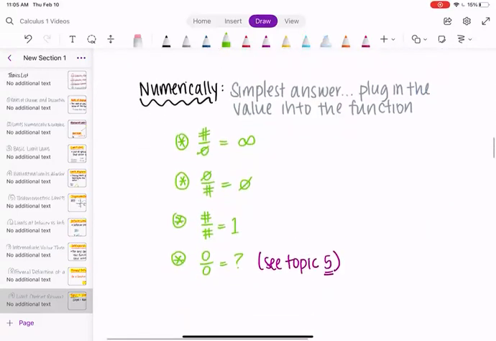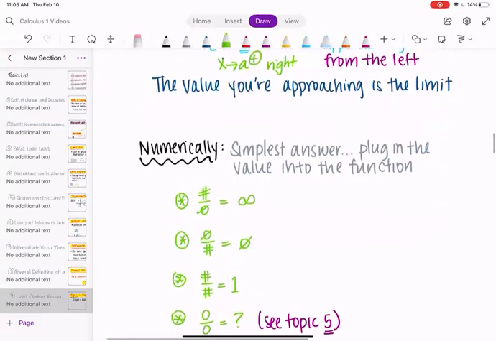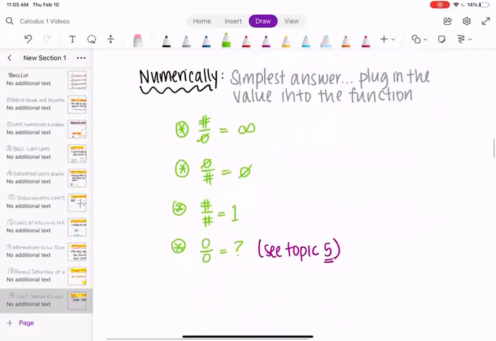And then numerically, the simplest answer is to plug the value of a into the function, right? And then see what the function does. There are 4 primary outputs of that, right?